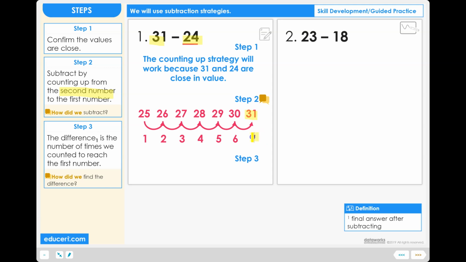We know that it took us 7 times counting up to get to that first number, so the difference is that value of 7. And we now know that 31 minus 24 equals 7 by counting up. The question for step number 3, how did we find the difference? I'll give you a moment to think of your answer.